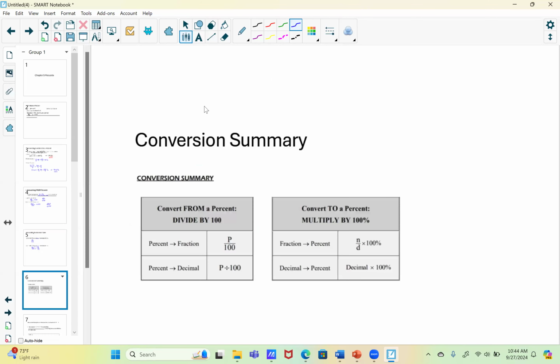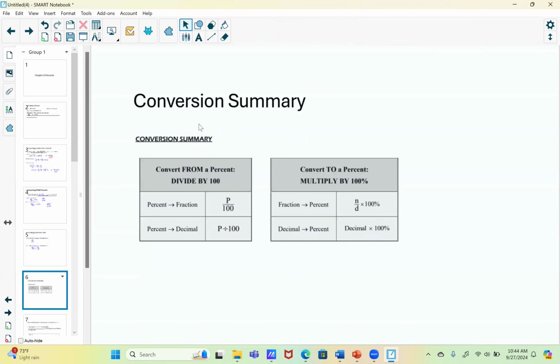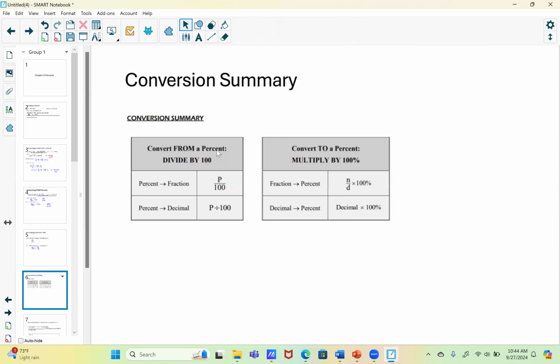Just as a summary, when we want to convert out of percent form to a fraction or a decimal, we divide by 100. If we want it as a fraction, we leave it in fraction form. If we want it as a decimal, we divide it in our calculator and get a decimal. If we want to convert to a percent, we take the fraction and multiply by 100. And the same thing with the decimal, we multiply it by 100. And so that's the summary of how to change percents to decimal form and decimal form to percents.